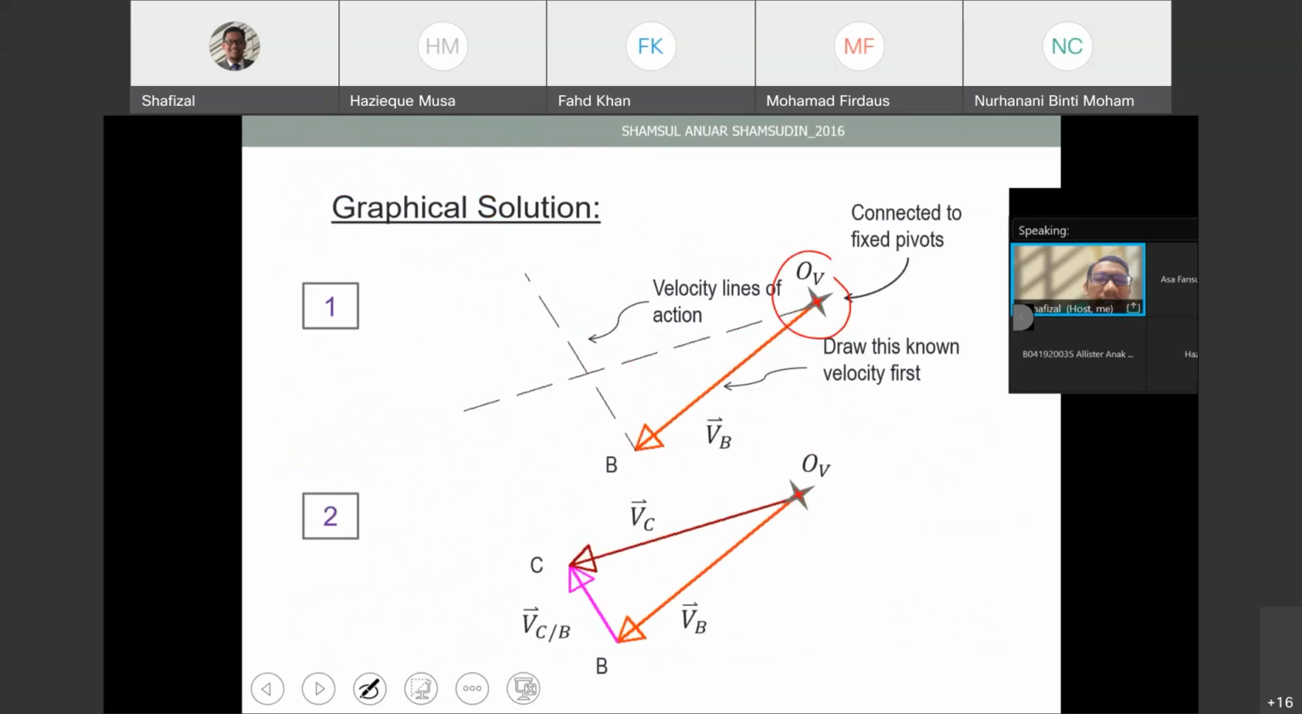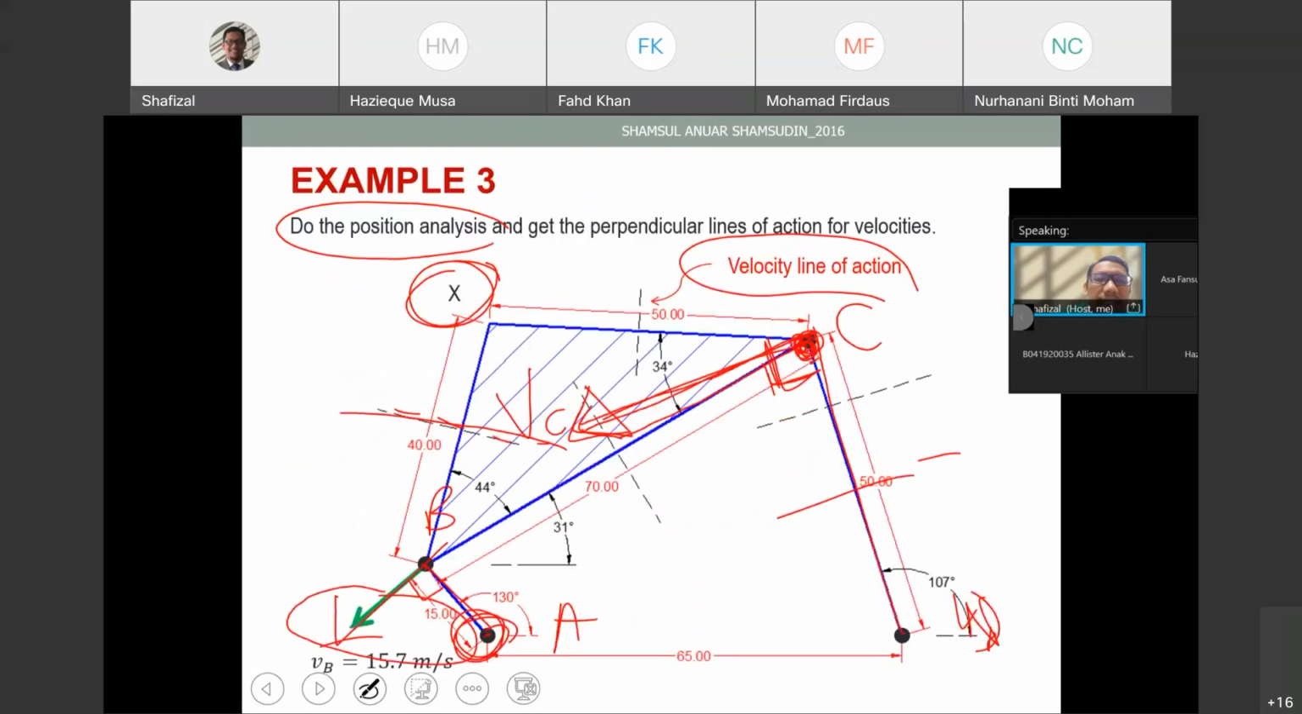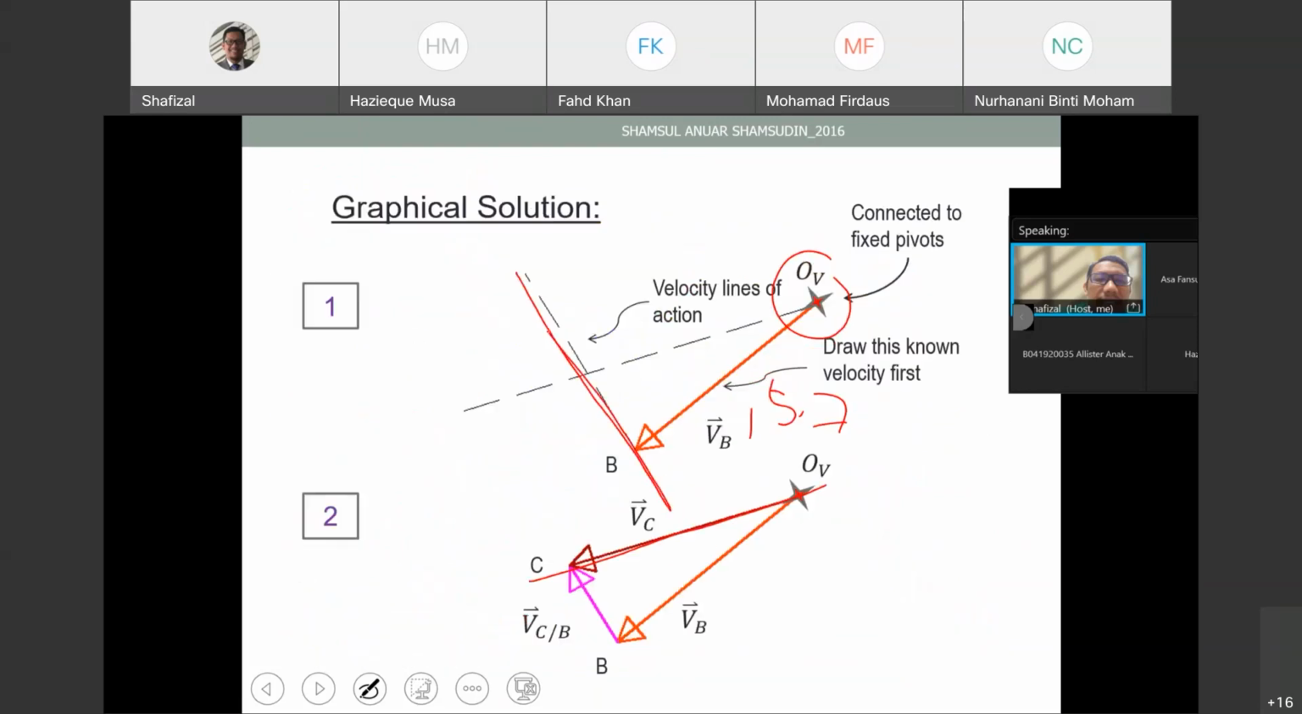VB is going this way. Okay, 15.7. This is 15.7. And then VC, if you look, VB and VC are not the same. This is VC, this one is VB. So we now have VC and VB. Now we can put this one. This is VC relative to B. So we connect everything and close the loop for this kit. Then we can find VC and also VCB.